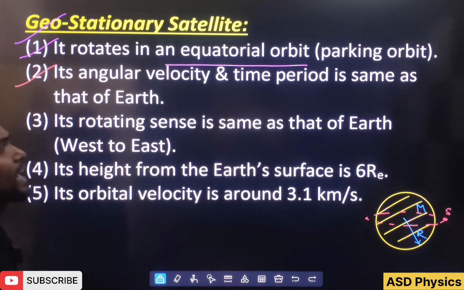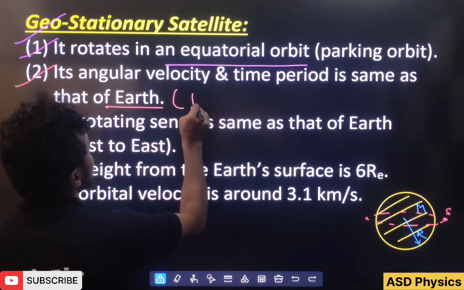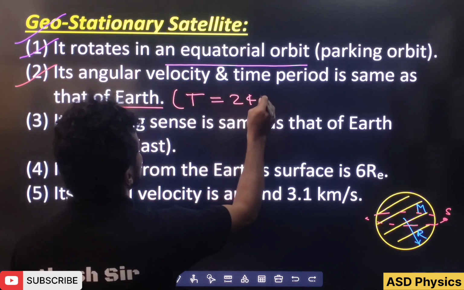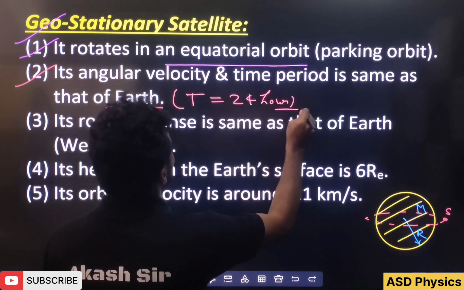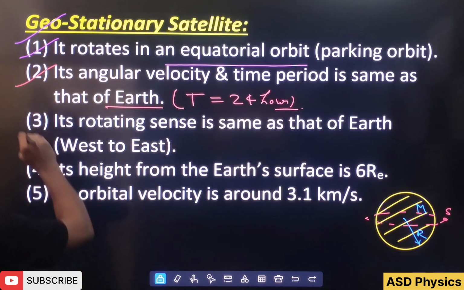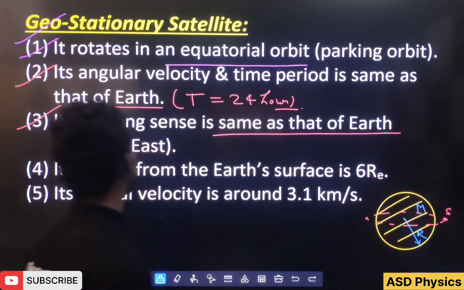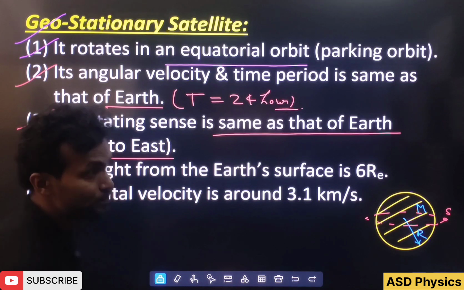Next one, its angular velocity and time period are the same as that of Earth. And please remember that the time period of this satellite will be 24 hours. Please remember that very well. Use it in a question. Third one, please, its rotating sense is the same as that of Earth. That means from where to where? West to east.